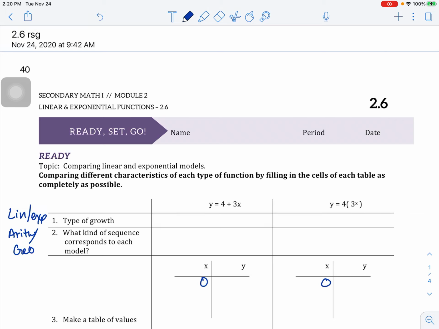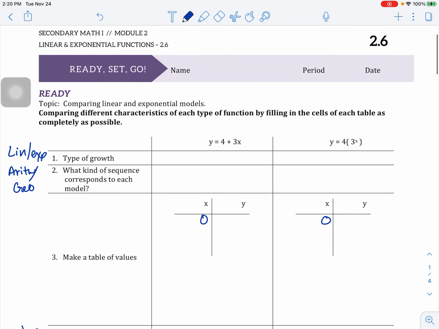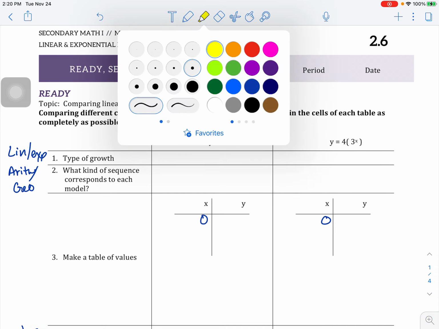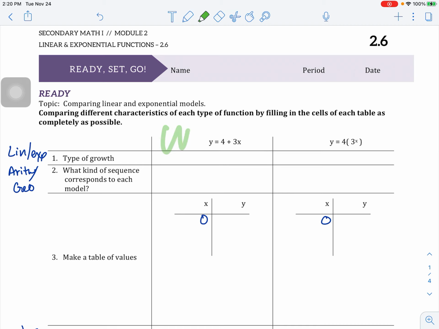This is the 2.6 RSG. So I'm going to talk to you about the first chunk. So this whole table is helping you compare two equations. We've got one here, and you've got another one here.